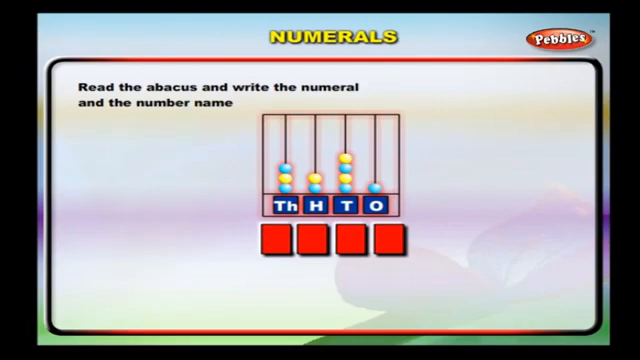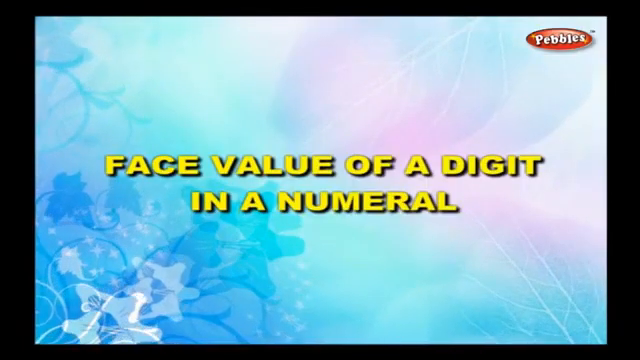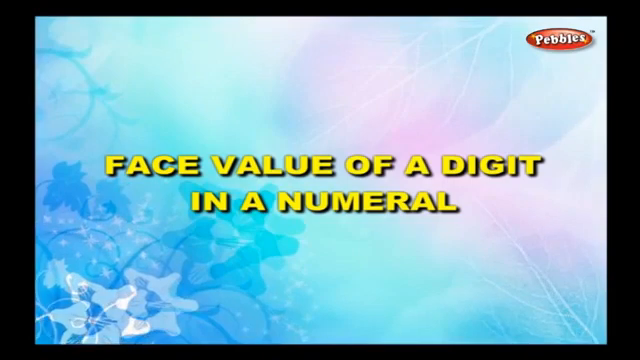In this abacus, we have 1 bead in the ones column, 4 beads in the tens column, 2 beads in the hundreds column, and 3 beads in the thousands column. We write this as 3,241. We write this in words as three thousand two hundred forty-one.